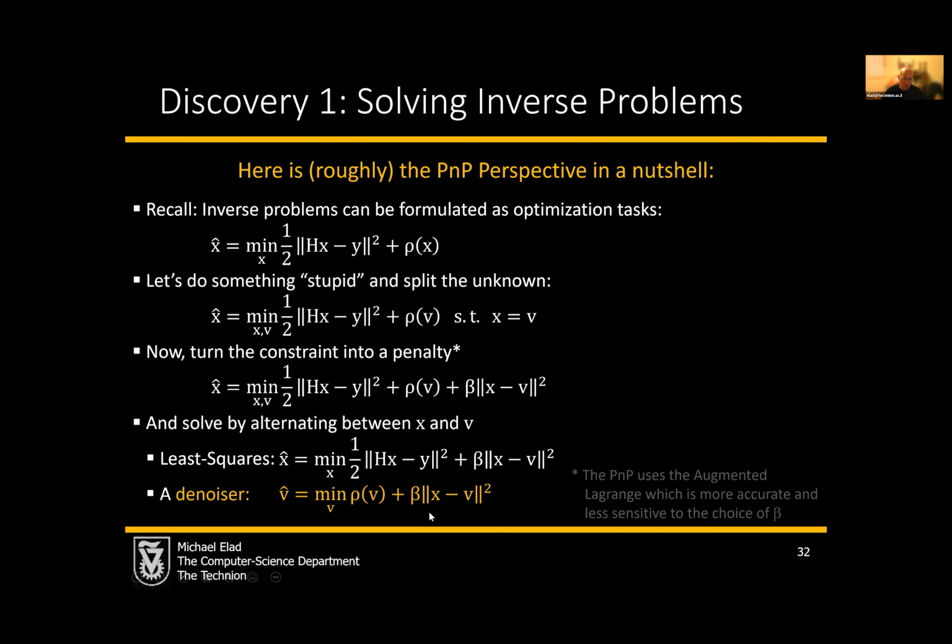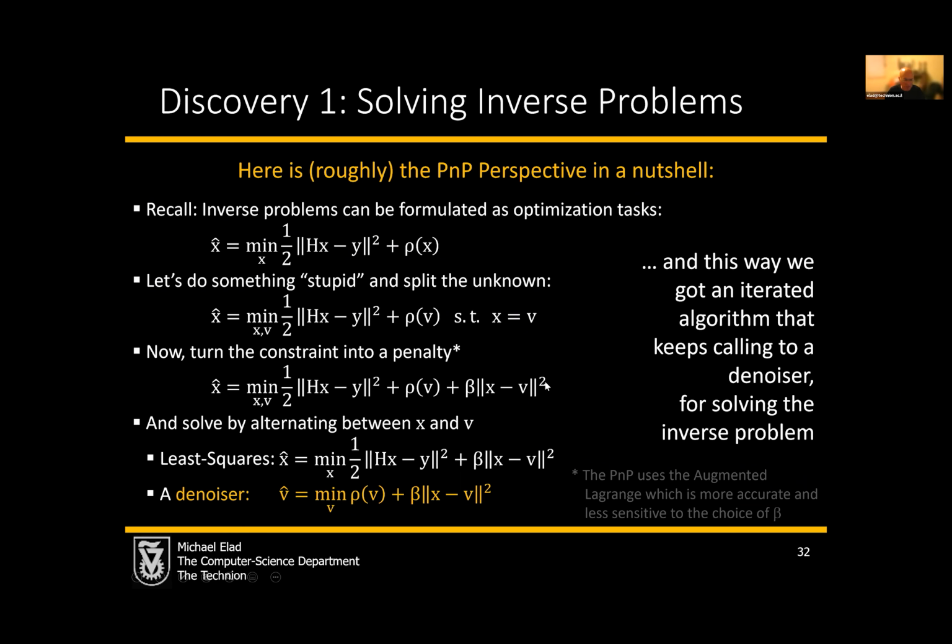And now something terrific happened. You don't really have to tell me who is rho of v, what is your prior. Just tell me who is your denoiser. And this is the plug and play in a nutshell. So you keep jumping between solution of this quadratic expression and application of your favorite denoiser, and hopefully things will go well. This is the plug and play.